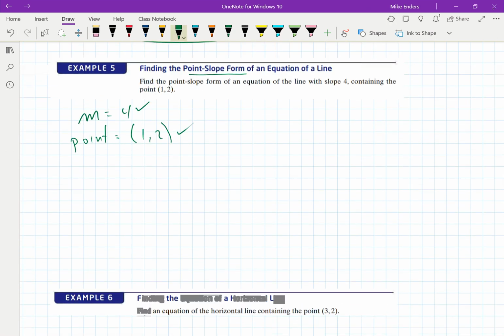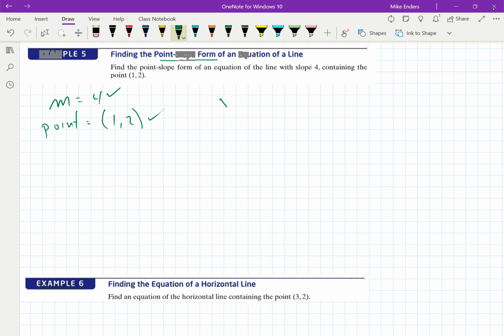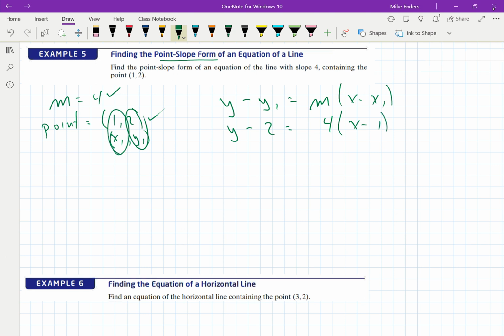So let's write our equation out. We've got y minus y1 equals slope times x minus x1. We're going to do a substitution. So this is x1 and y1. So we've got y minus, y1 is here, that's 2, equals slope, which we said was 4, times x minus our x1, which was 1. Okay, so that is the equation in point slope form.